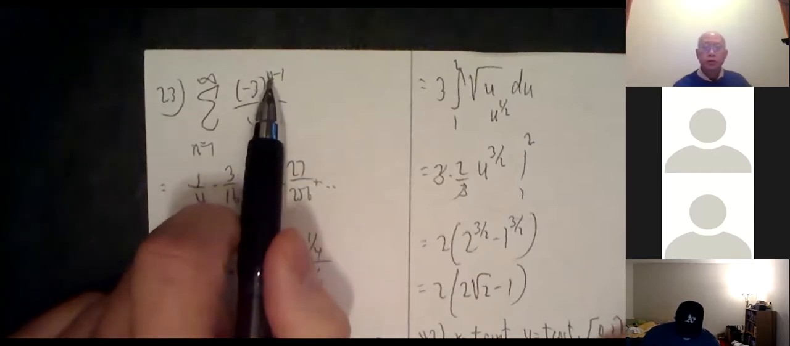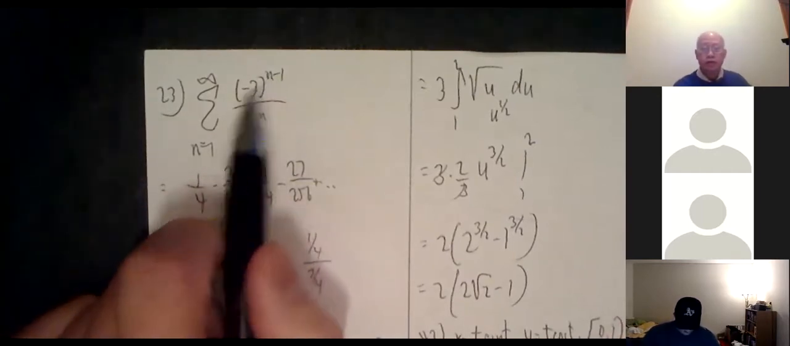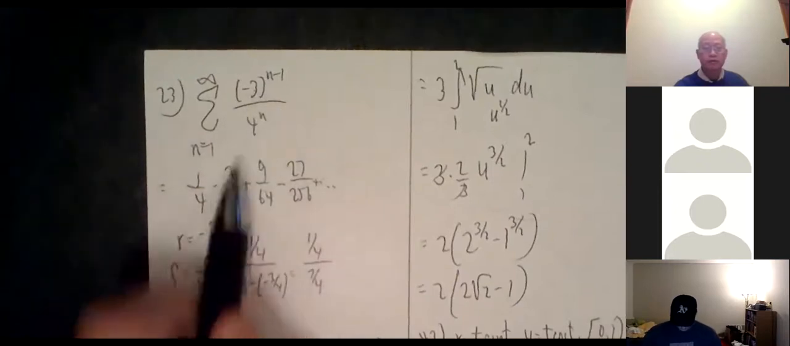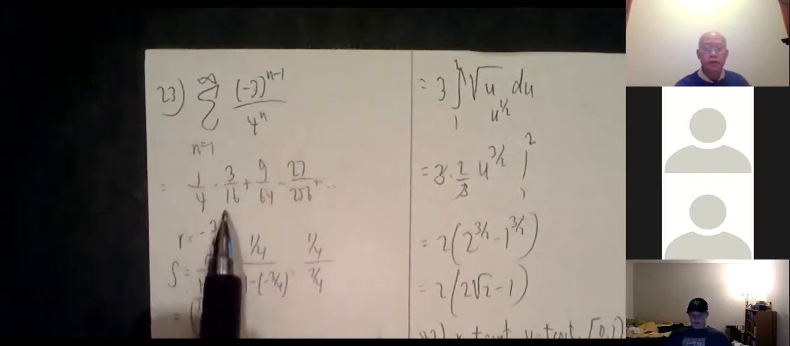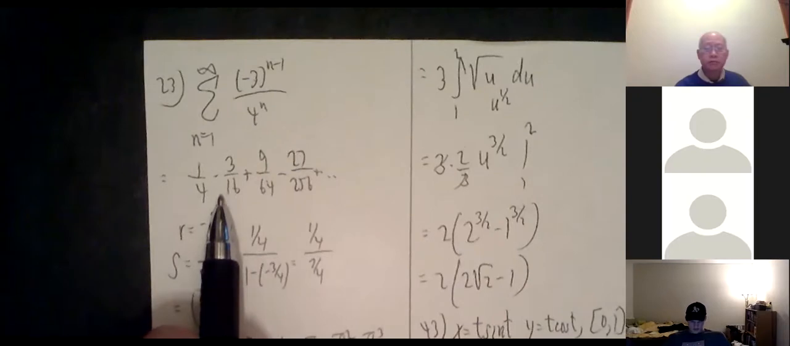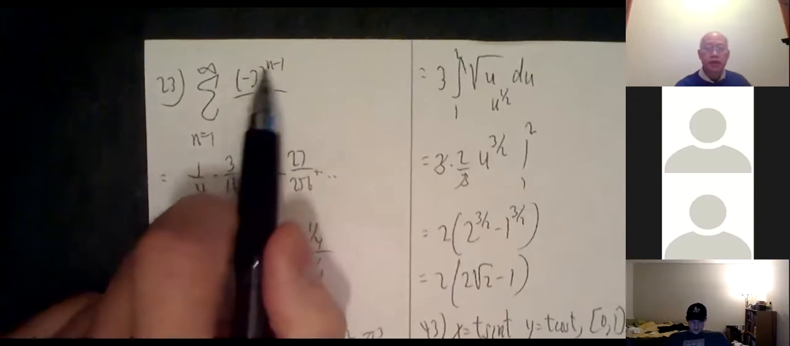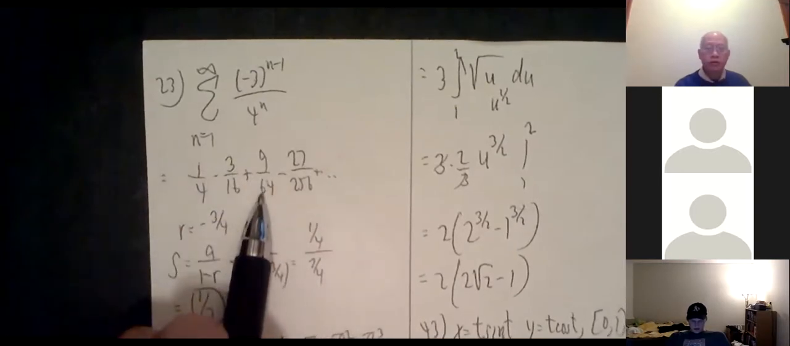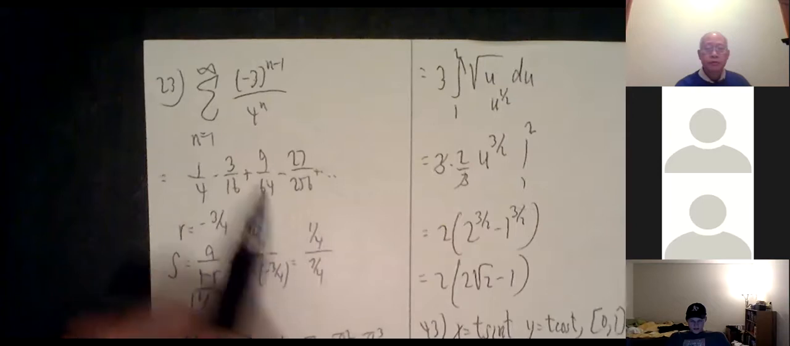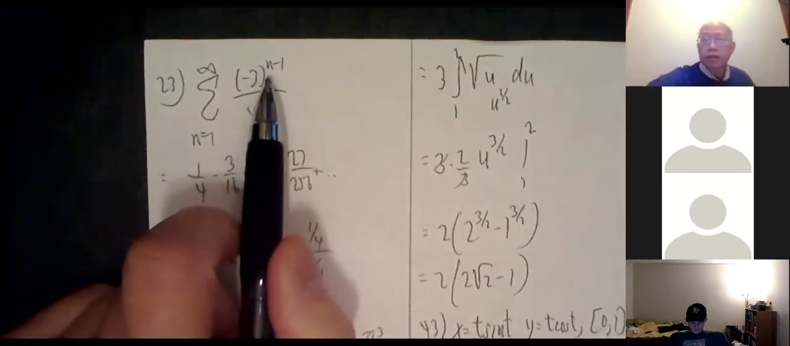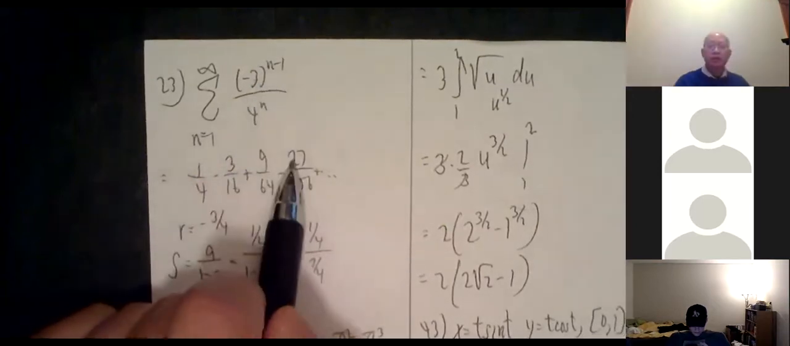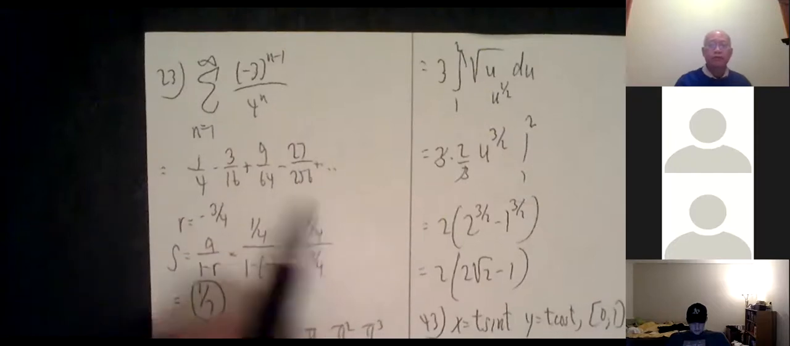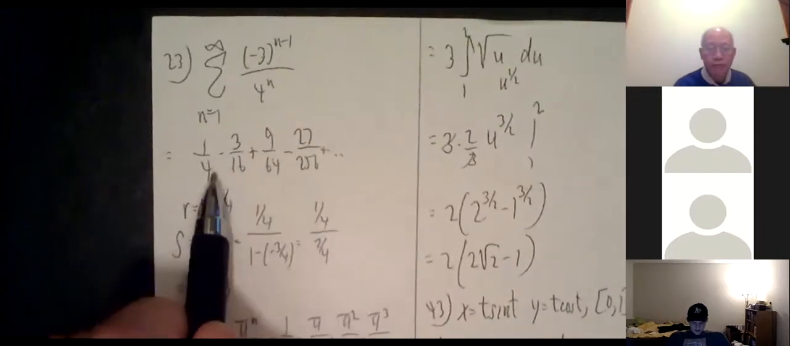Plug in 2. 2 minus 1 is 1, so -3 to the 1. So -3 over 4 squared is 16. So -3/16. Plug in 3. (-3) squared is 9. 4 cubed is 64. Plug in 4. (-3) cubed is -27. 4 to the 4th is 256. Okay, so you see the pattern.